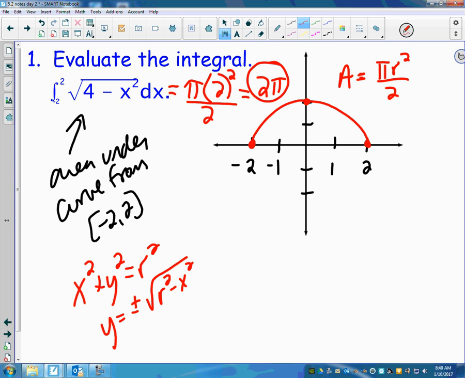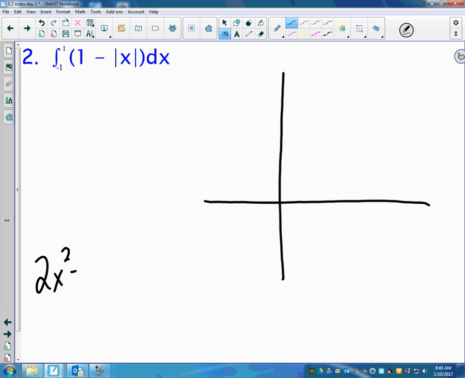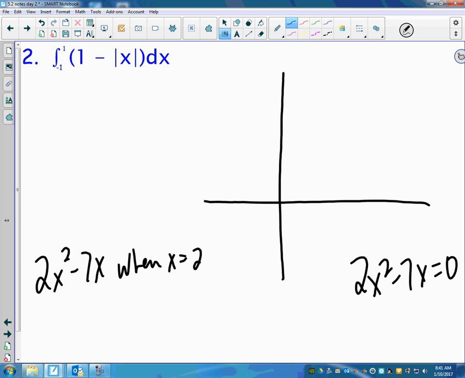We're not solving it, we're evaluating it. Evaluate means like plug in the value. Like if I said evaluate 2x squared minus 7x when x equals 2, that's evaluating it. But if I said solve 2x squared minus 7x equals 0, that's solve. That's evaluate.